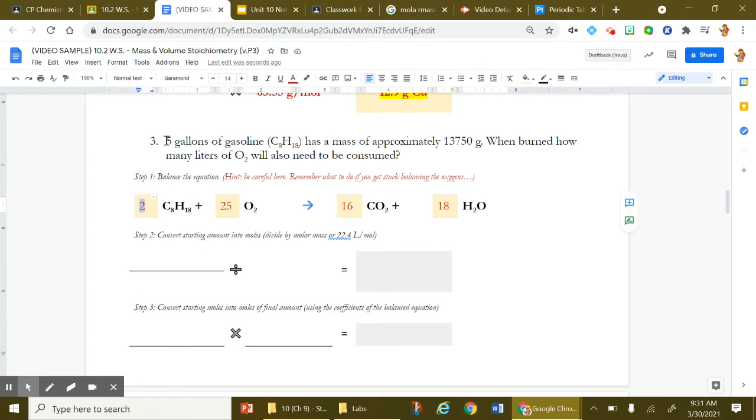All right. So 5 gallons of gasoline has a mass of approximately 13,750 grams. This is our starting amount. 13,750 grams of gasoline. Okay? If you put gallons in here, you won't be able to move forward with that. We can't convert out of gallons. We've got to convert from grams. We've got to go from grams of this into moles of this. All right? So when we want to get out of grams and into moles, we are going to divide by the molar mass.